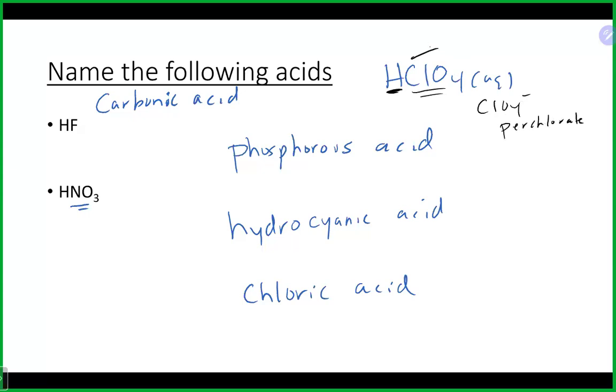That means that my acid name here is going to be perchloric acid. And again, in this case, the per part of the name for the polyatomic ion still stays, and that would be perchloric acid. Any questions on that one?